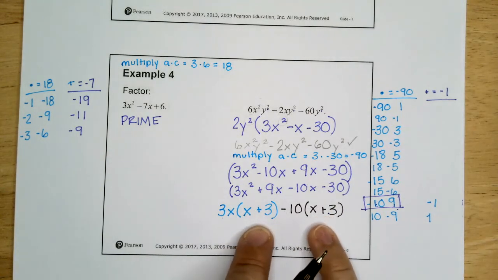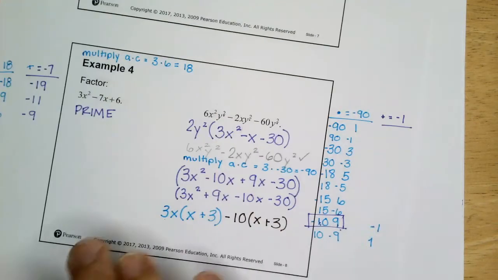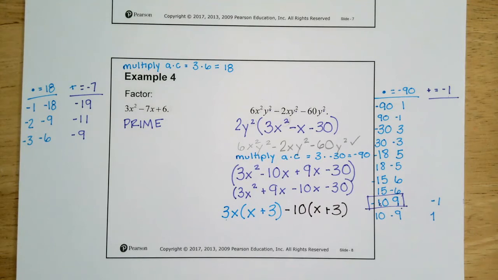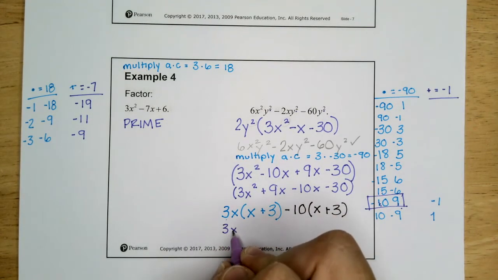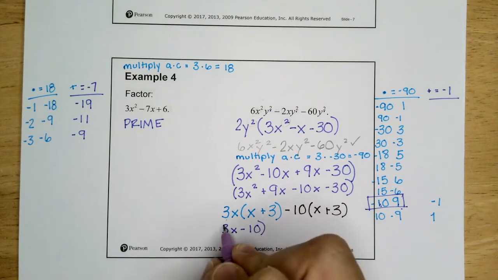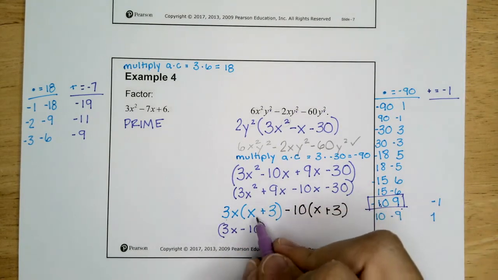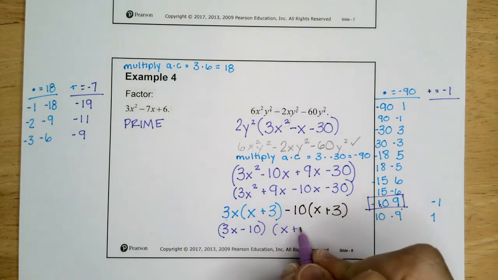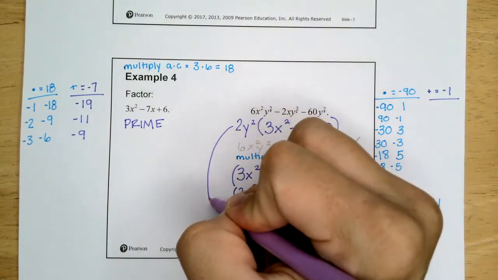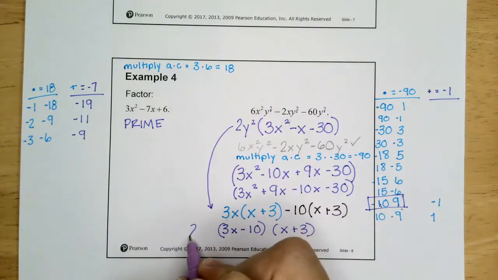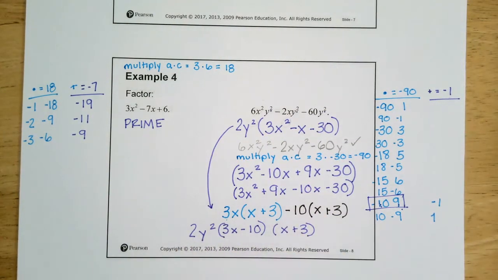So now I have the x plus 3 in both groups. So I'm just going to put the 3 and the 10 together. So now I have 3x minus 10. And then over here I have x plus 3. And I need to bring down my 2y squared. So that was a hard one.